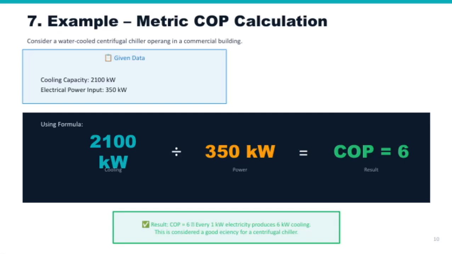Let's look at the result of our example. The coefficient of performance, or COP, comes out to 6. That means for every 1 kilowatt of electricity we put in, the chiller produces 6 kilowatts of cooling. That's a solid efficiency for a centrifugal chiller, especially in a commercial setting. We got there by dividing the cooling capacity, 2100 kilowatts, by the electrical power input, 350 kilowatts. This metric really helps us understand how well the system converts energy into cooling.